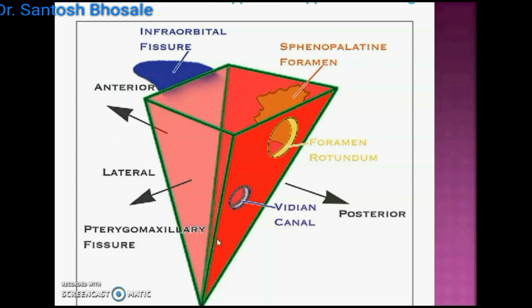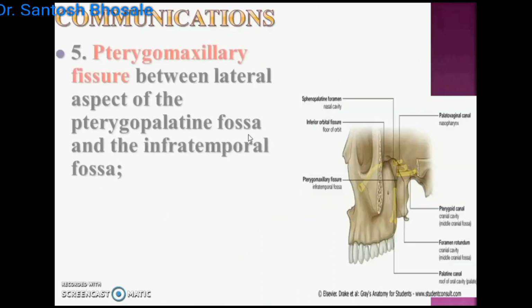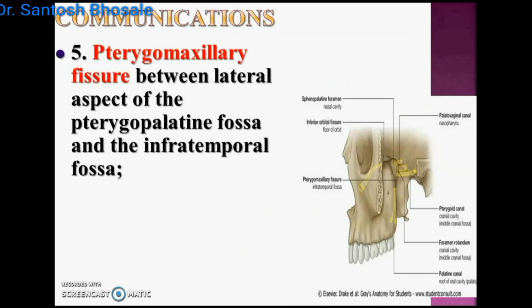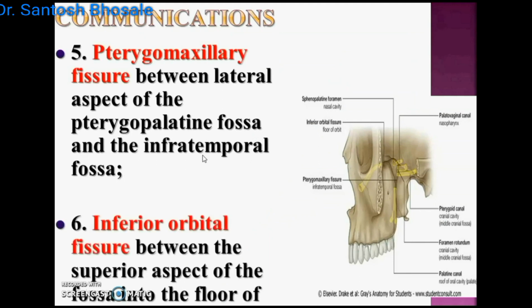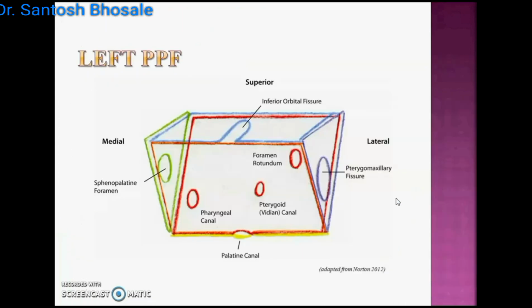You can see the openings here in the posterior wall, 3 openings: foramen rotundum, Vidian canal, or pterygoid canal, and anterosuperiorly the inferior orbital fissure, laterally the pterygomaxillary fissure into the infratemporal fossa. So the contents of the infratemporal fossa reach there via the pterygomaxillary fissure, and the inferior orbital fissure anterosuperiorly to this fossa. You can see 3 openings there.